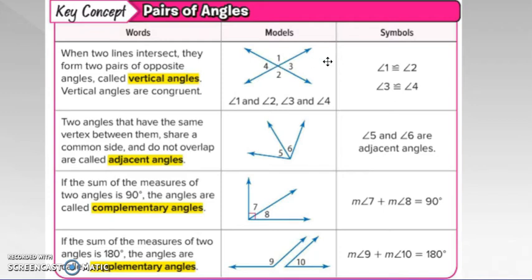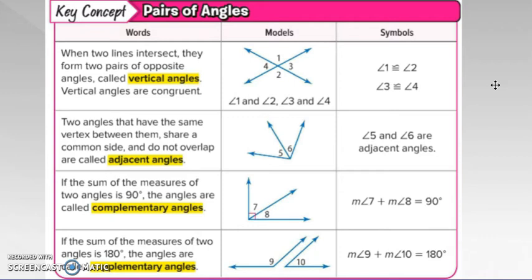3 opens to the right, opposite of right is left, and 4 opens to the left. 1 opens up, 2 opens down, so 1 and 2 are vertical angles. One thing we know about vertical angles is that they are congruent. We can write that angle 1 is congruent to angle 2, and angle 3 is congruent to angle 4. They will have the exact same measure.